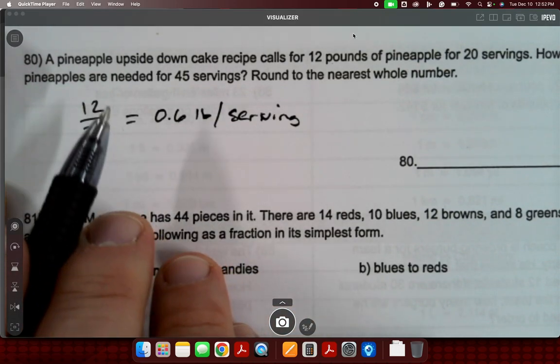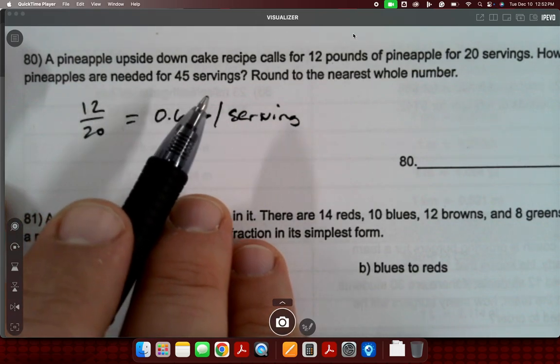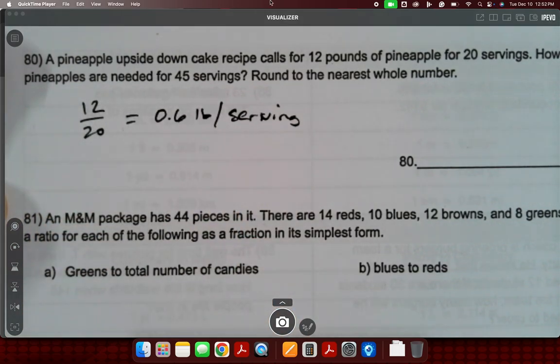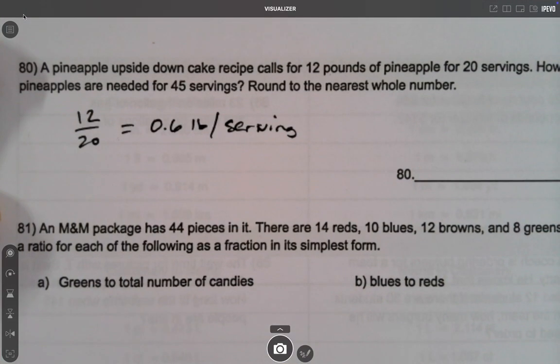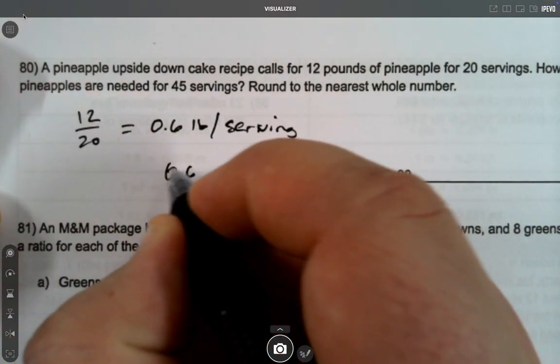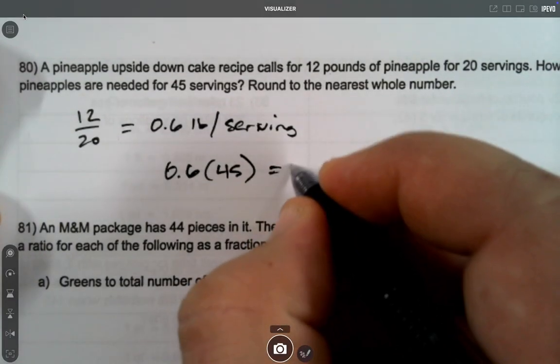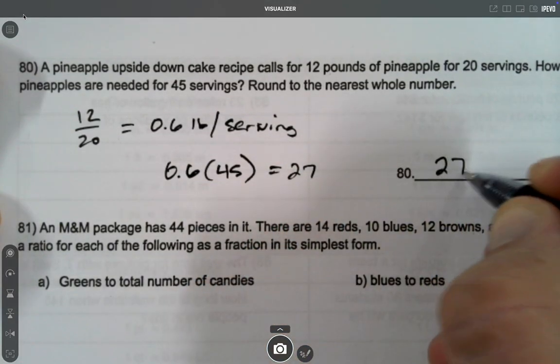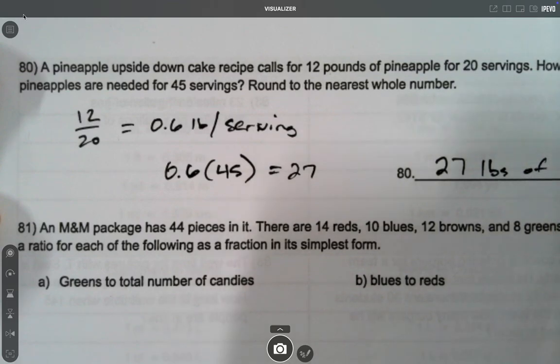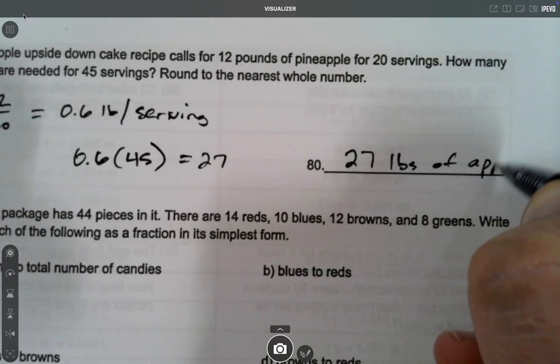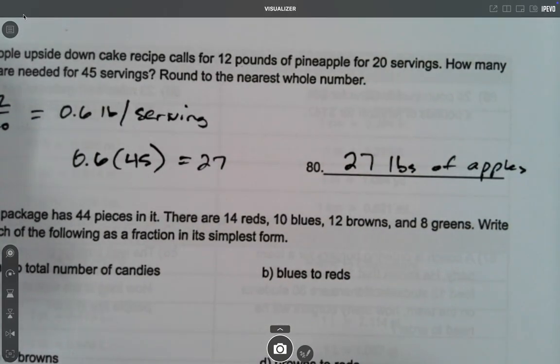So then it asks how many pineapples are needed for 45 servings. So to figure that out, we just multiply 0.6 times 45 servings, and we get a total of 27. So they would need 27 pounds of pineapples to do 45 servings.